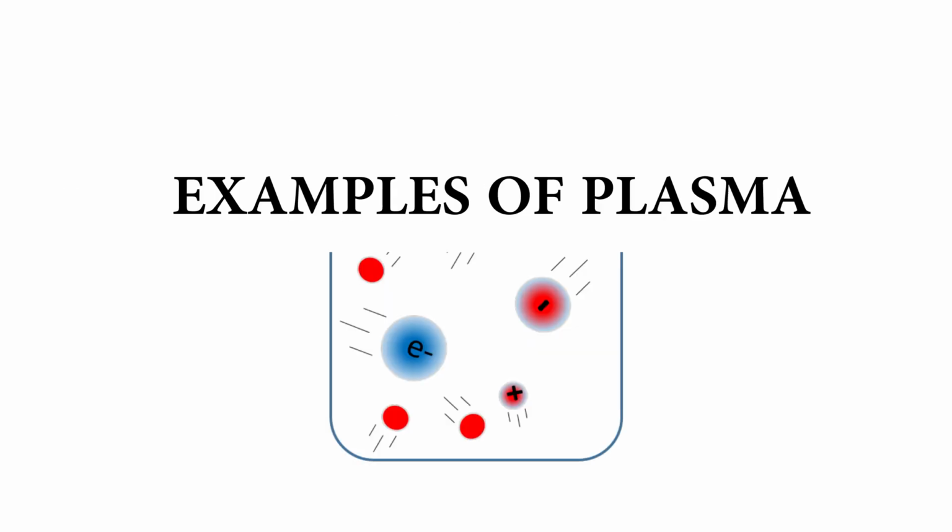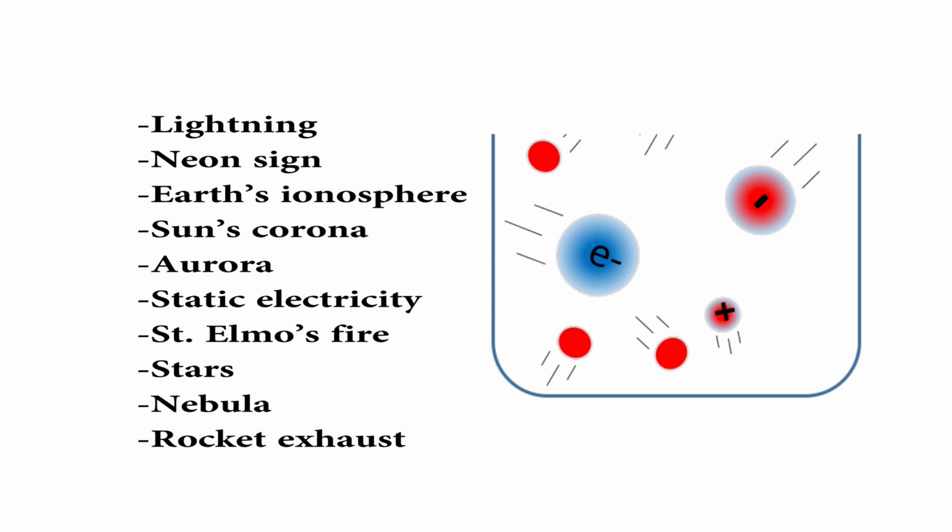Examples of plasma are lightning, neon sign, Earth's ionosphere, sun's corona, aurora, static electricity, St. Elmo's fire, stars, nebula, and rocket exhaust.